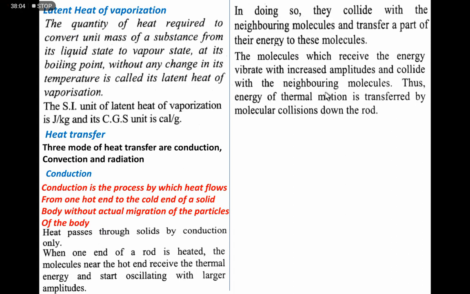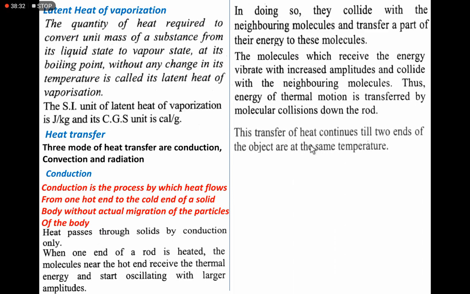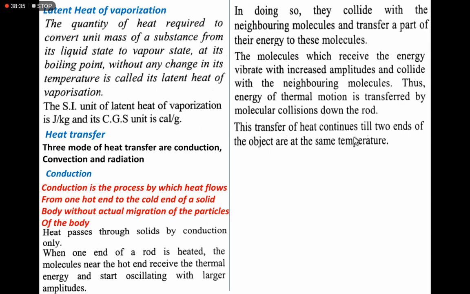Just as I said, the molecules of the solid receive the heat from the neighboring molecules. Oscillations increase, that is the amplitude increases, and they collide with the neighboring molecules. Like that, from molecule to molecule, particle to particle, heat is transferred, and heat from the higher temperature end reaches the lower temperature end. So this is the process by which heat is transferred continuously till the cold end.